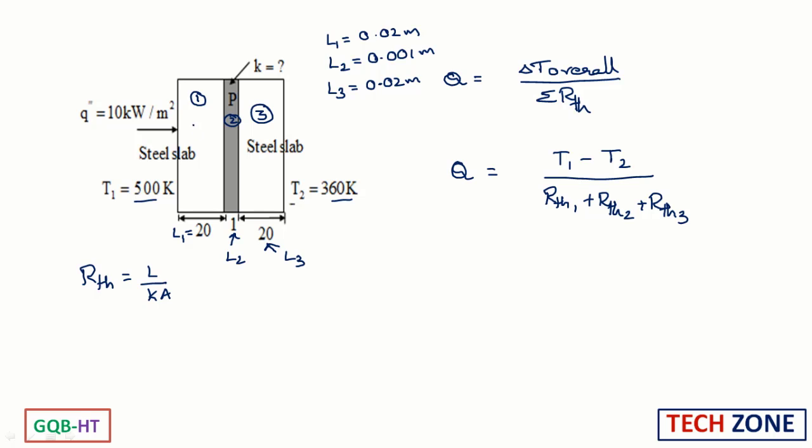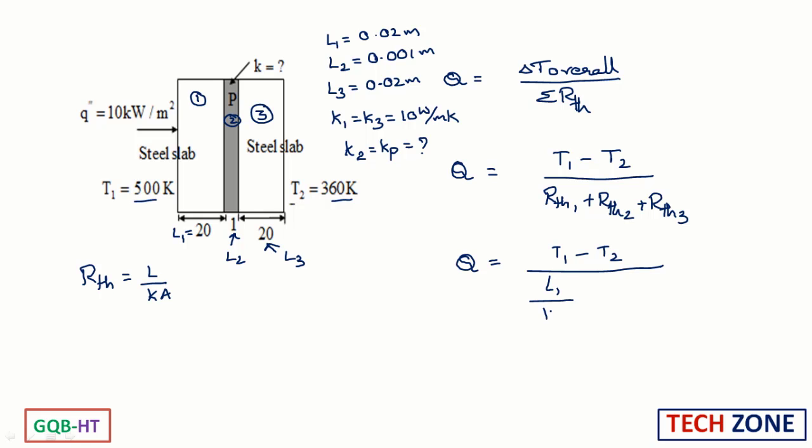Now, the thermal conductivity of the steel slab is given, that is K1 equal to K3, and that value is given as 10 watt per meter Kelvin. We need to determine the thermal conductivity of material 2, K2 equal to Kp, the thermal conductivity of material P. So, let us consider Q equal to T1 minus T2 divided by L1 by K1A plus L2 by K2A plus L3 by K3A. Now, we need to consider the area perpendicular to the heat flow direction, and that area for these 3 slabs will be the same.